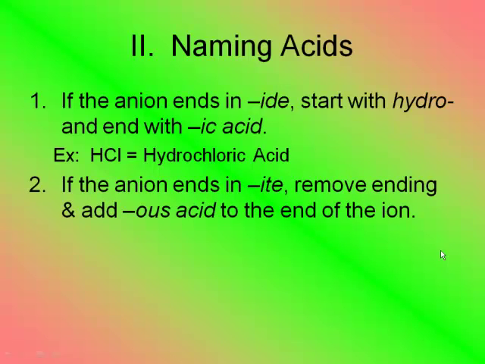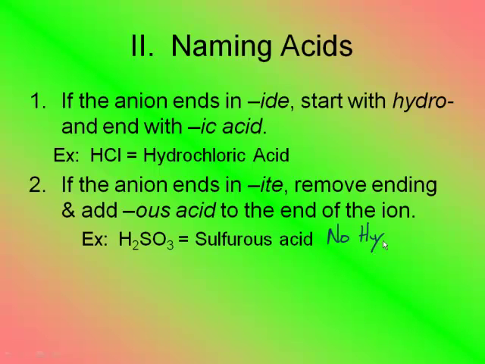Number 2. Now, these are the two that cause people problems, your acids that involve oxygen. If your anion, your negative ion, ends in ITE, like sulfite, nitrite, phosphite, etc., remove the ending and add OUS acid to the end of the ion. For example, SO3 is sulfite, so it becomes sulfurous acid. No hydro. Okay, so just sulfurous acid. So the ite becomes OUS acid.